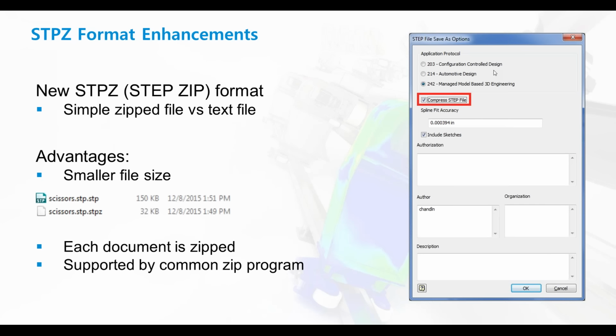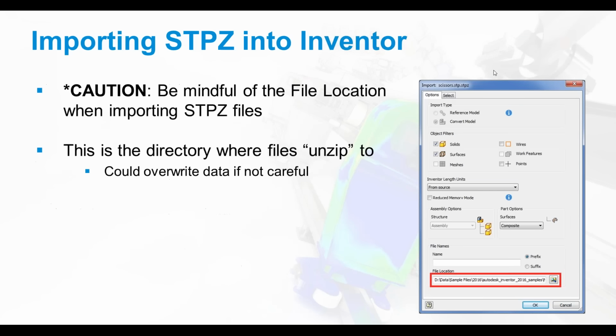So some other great things to note is that this is just using the standard zip technology. If you send this zip file to somebody and they don't have Inventor to import it back into, they can just use their standard zip programs, WinZip or WinRAR or 7Z. Any one of those will unzip that file. Let's go to the next slide there.